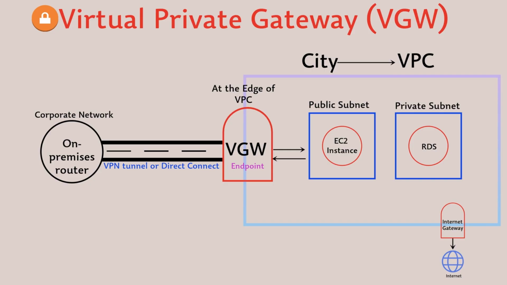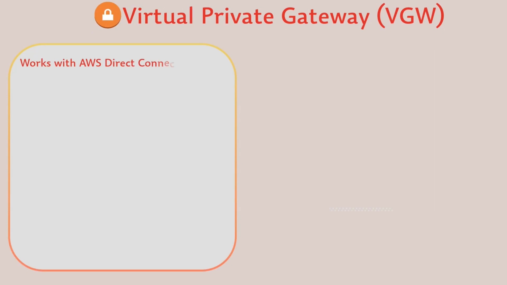So it provides an endpoint. Through that endpoint, AWS side resources can go to the corporate network or the on-premises router. The traffic can come to the endpoint, and from the endpoint it will go to the resources present in the VPC. It works with AWS Direct Connect for dedicated private connectivity. Financial institutions use Direct Connect plus Virtual Private Gateway for low latency, high bandwidth communication with AWS.